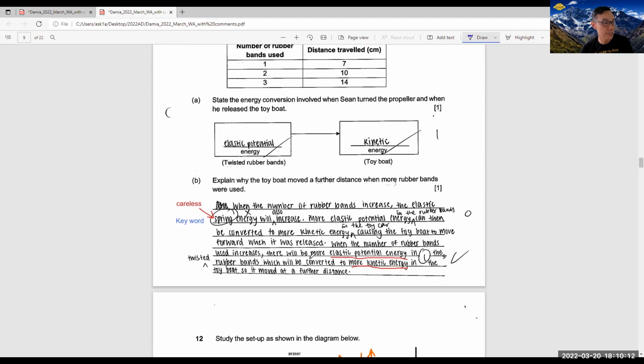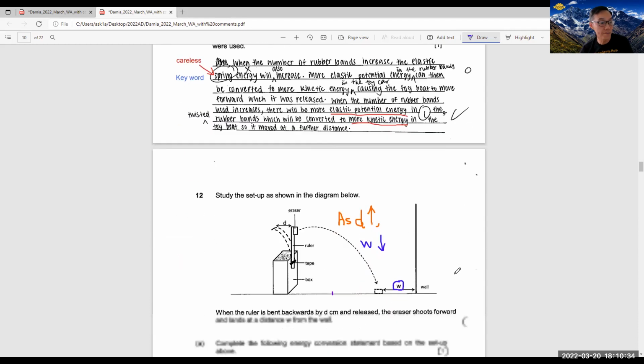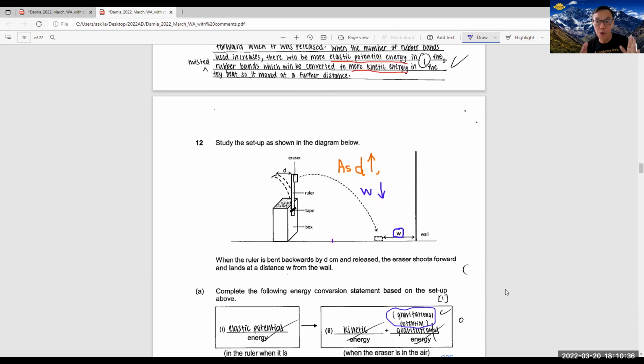Okay, so I can see the model answer is: when the number of rubber bands used increases, there will be more elastic potential energy in the twisted rubber bands, which will be converted to more kinetic energy in the toy boat. So it moves at a further distance. So be careful. Okay, this type of question, the next one, question 12, sometimes can be quite confusing.